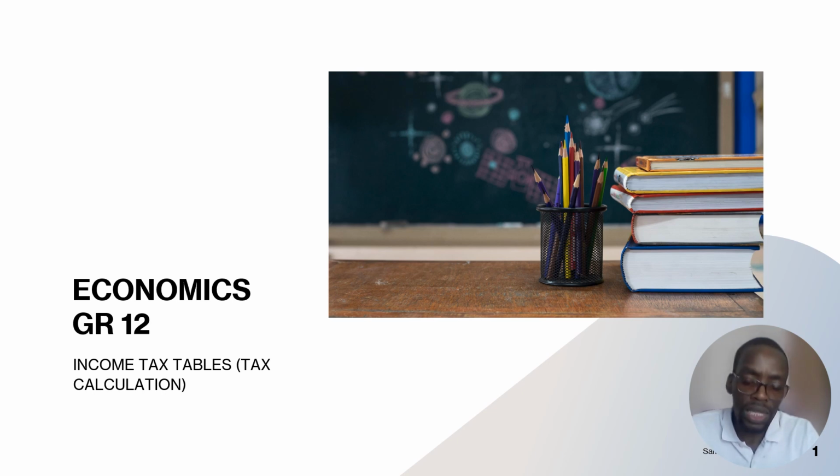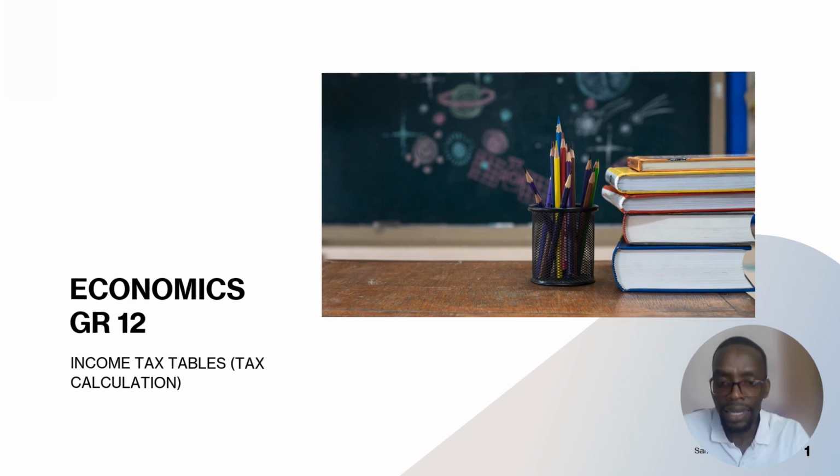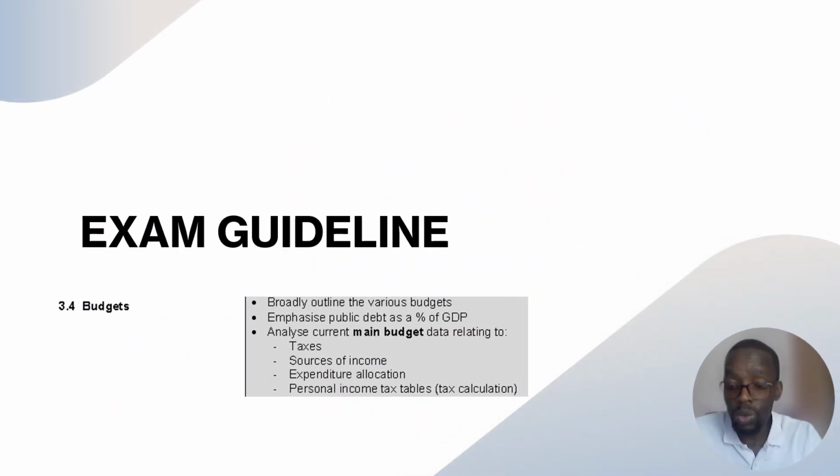To start with, the point of departure will be, let's start by looking at our exam guideline. This one is my exam guideline here, and you can see that the section that we are talking about is the section of budgets, which is a public sector. Under budgets, you also need to understand that there is this section where it's written personal income tax tables and tax calculations in brackets. So that's what this video is going to be addressing: the personal income tax tables and the tax calculations.